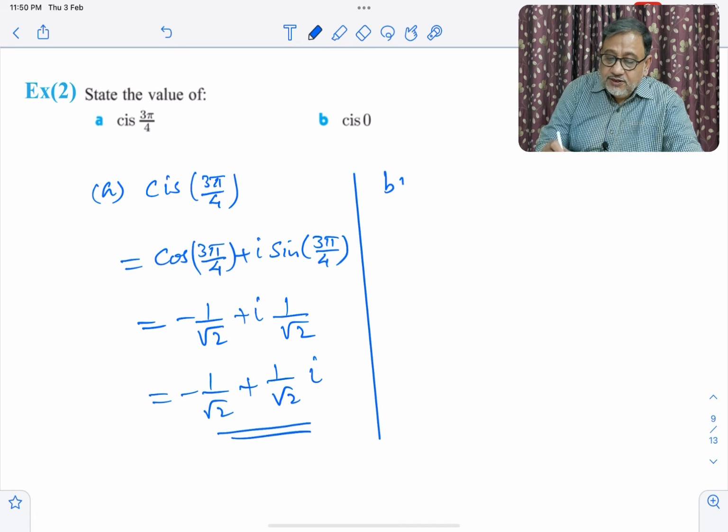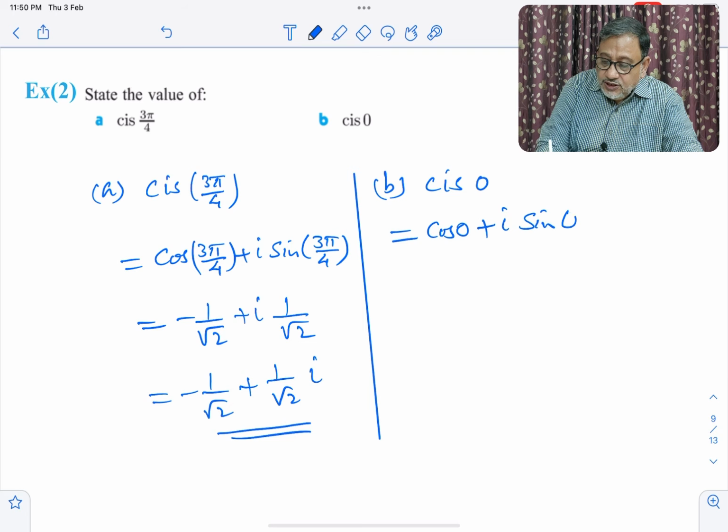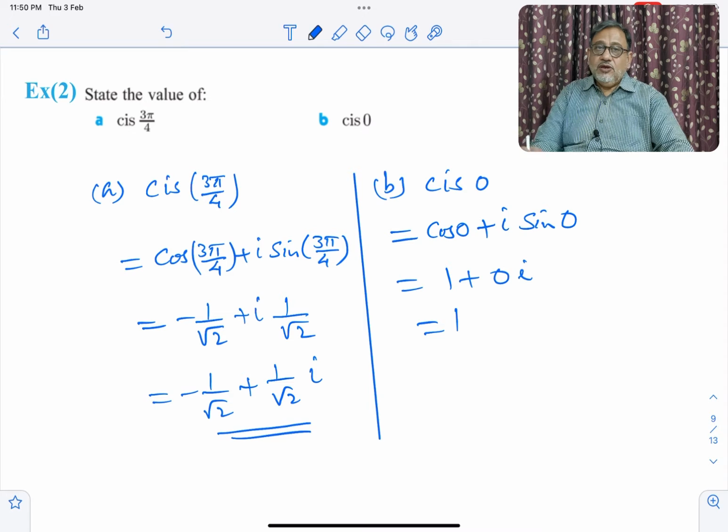Let me do part B here. Cis 0. So the angle is 0 here. So cos 0 plus I sin 0, right? So cos 0 is 1, sin 0 is 0. So 0 into I will be 0. So the answer is 1. Okay. So I hope you understood this, right?